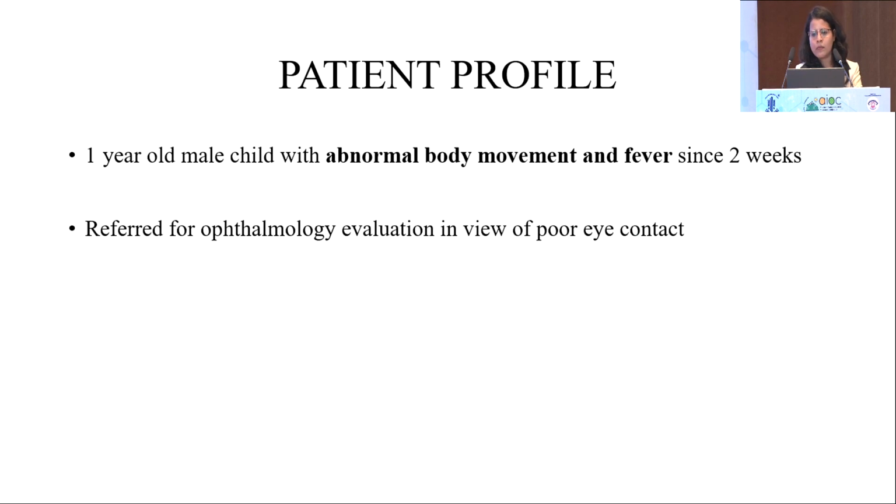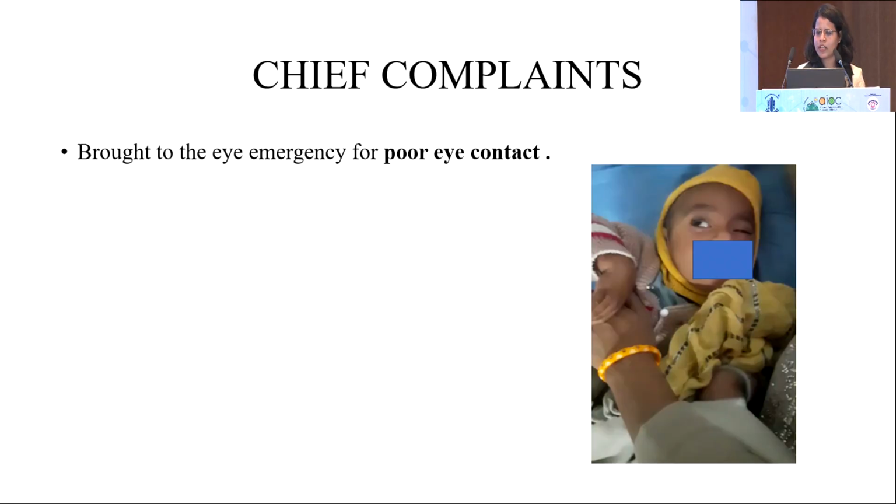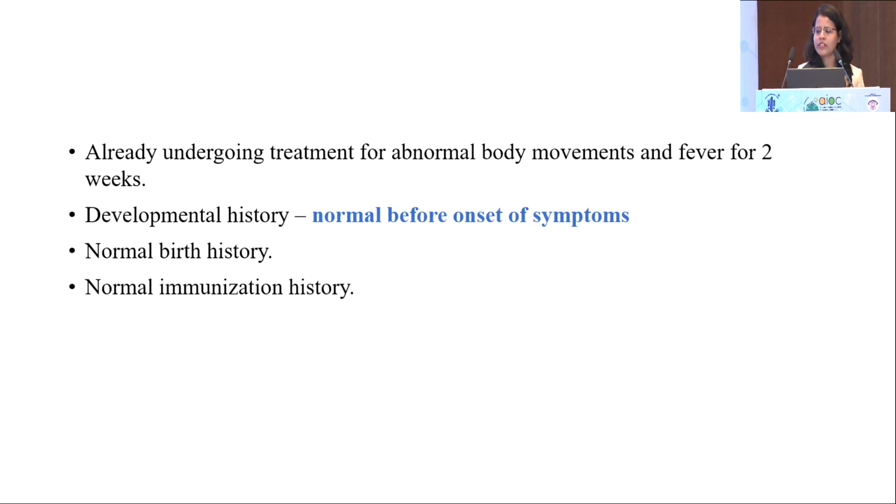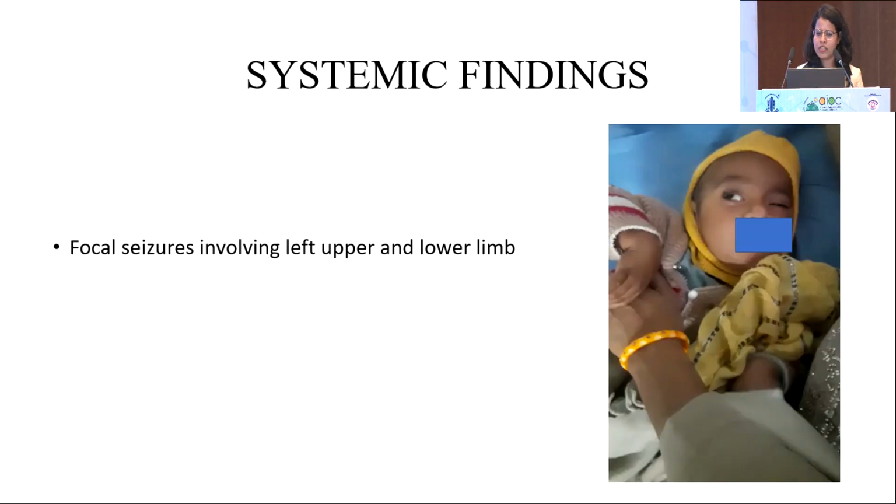Now coming to our case, a 1-year-old male child presented to pediatric emergency with abnormal body movement and fever since 2 weeks. After stabilization of the primary complaint, the child was referred to the ophthalmology department in view of poor eye contact. The child presented to us with this complaint, already undergoing treatment for the same. The development history was normal before the onset of symptoms. There was normal birth history and immunization history.